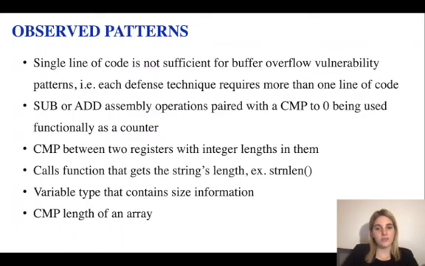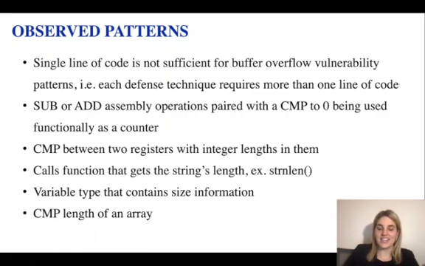There were also some other observed patterns. First, it was observed that a single line of code is not sufficient for buffer overflow vulnerability patterns. For example, each defense technique requires more than one line of code. The second observation was that a subtract or add assembly operation paired with a compare to 0 that is being used functionally as a while loop counter could be considered a buffer overflow error checker.